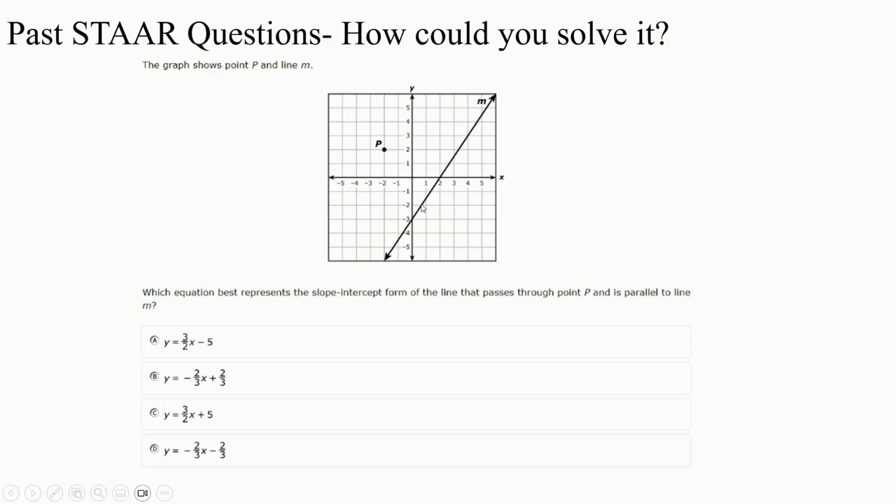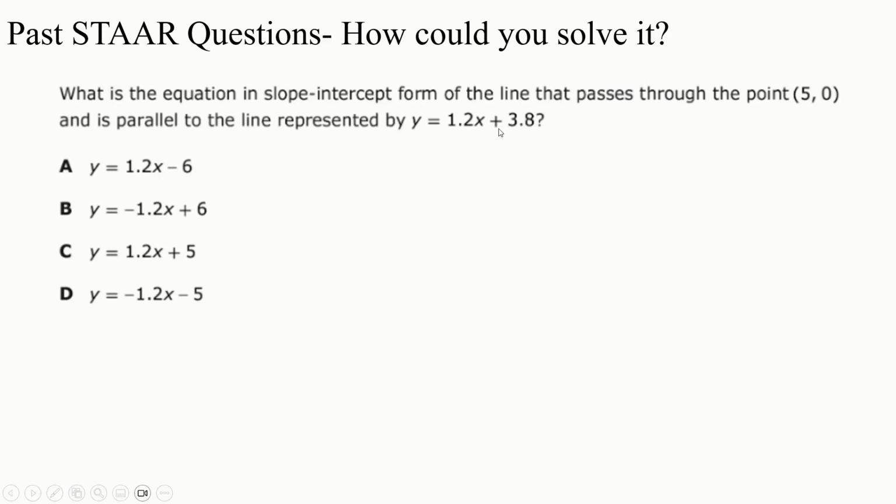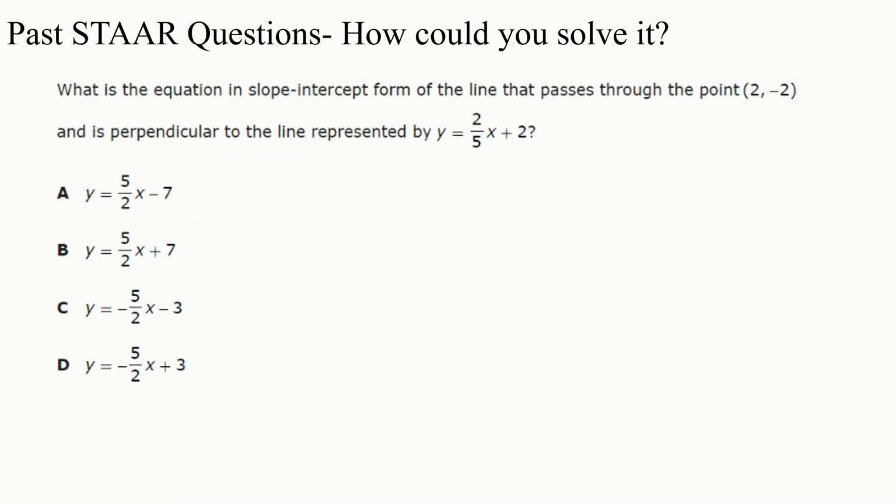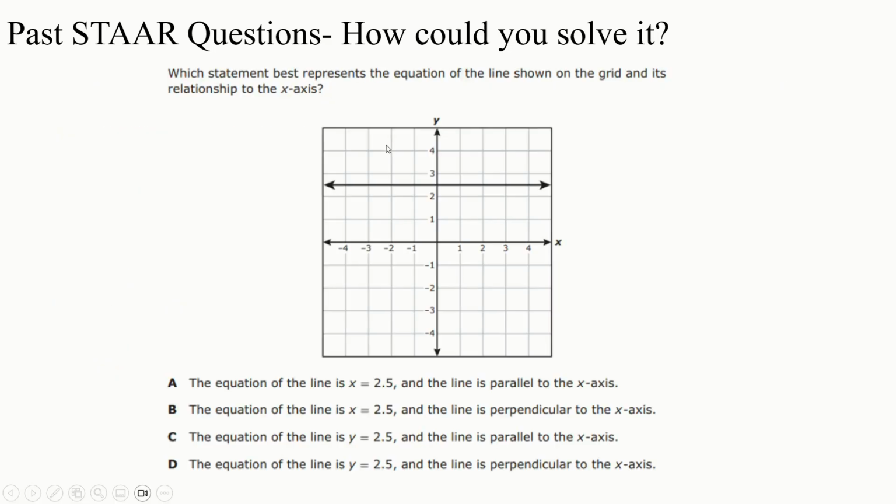How we would solve it is we're given this line. It says that it has to be parallel. And so tomorrow when we talk about what it means to be parallel, we would be able to figure out how to solve it. Again, this one, it's talking about parallel. We'll talk about that tomorrow. And then this one tells you that it passes through the point (2, -2), and then it is perpendicular. And so we'll talk about parallel and perpendicular tomorrow.